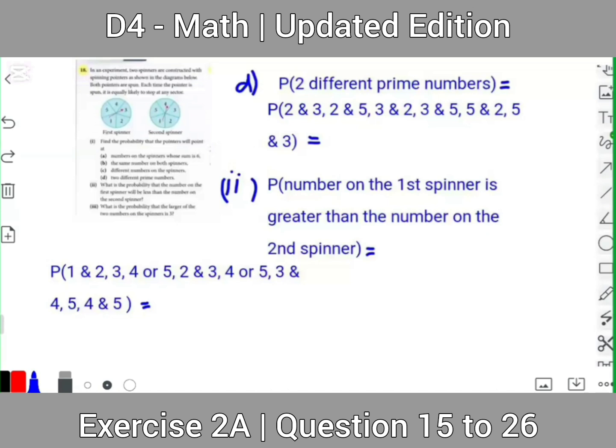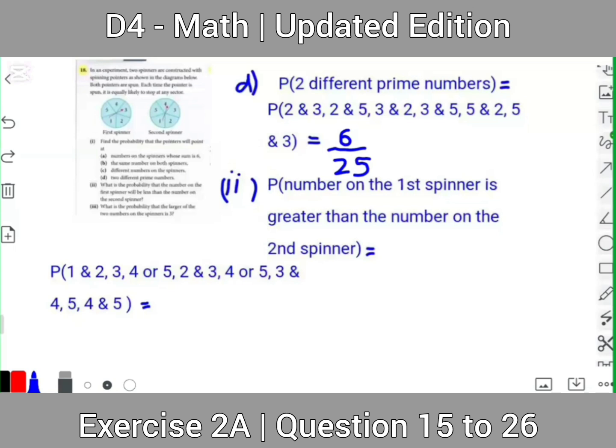Now in part D, we have to find the probability that the pointers will point at two different prime numbers. So two different prime numbers are 2 and 3, 2 and 5, 3 and 2, 3 and 5, 5 and 2, 5 and 3. So here we have 1, 2, 3, 4, 5, and 6 possibilities. So the probability that the pointers will point at two different prime numbers is 6 over 25.